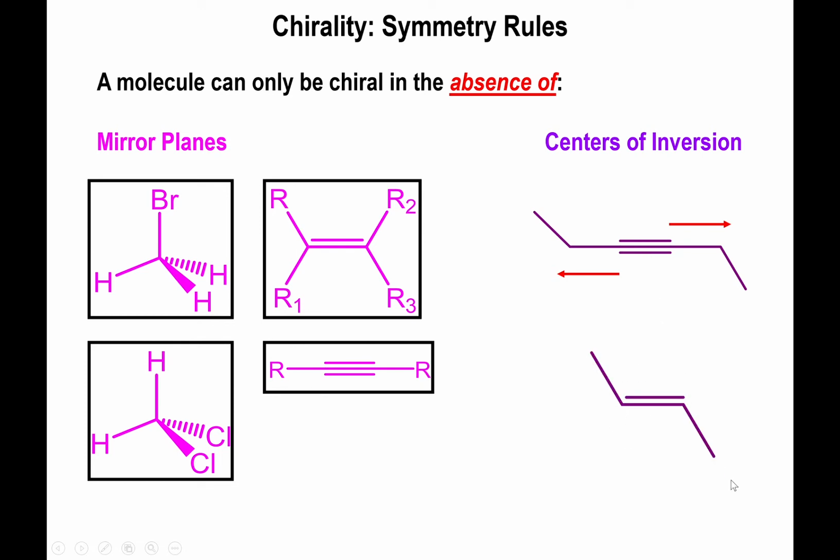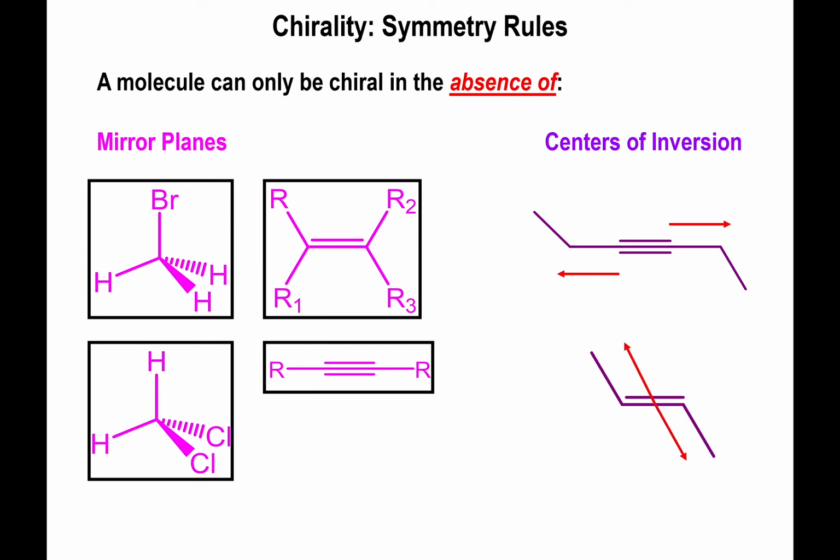In the trans alkene molecule right here, you also have an element of inversion right in the middle of the double bond, because we have a methyl group pointing up and to the left, and on the opposite end of the molecule we have the same thing, a methyl group pointing down and to the right. And that's what we call inversion. On the opposite ends of the molecule you have the same overall groups.